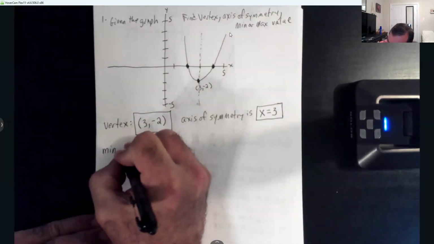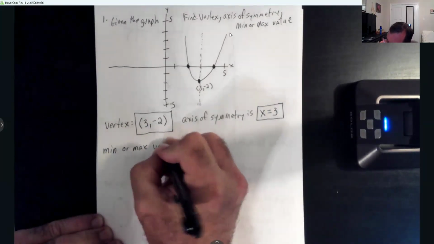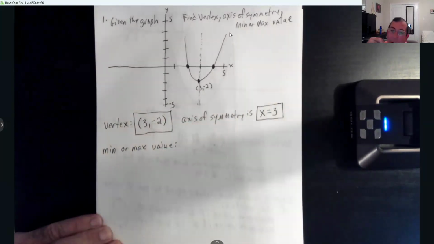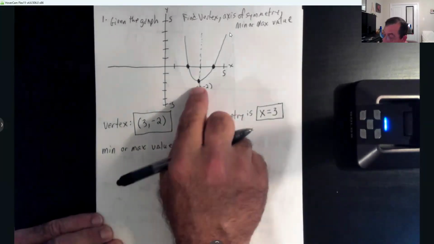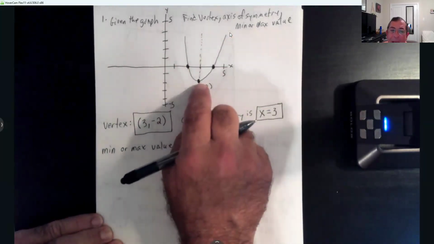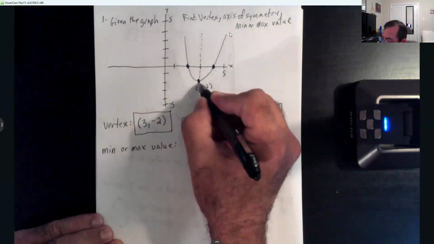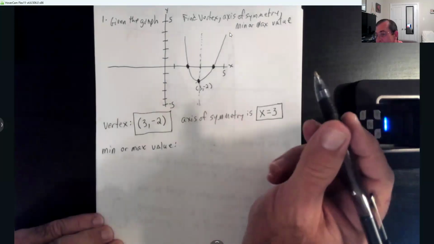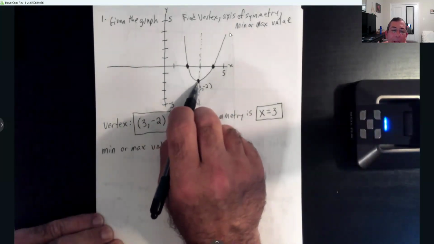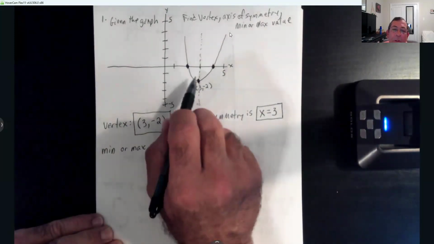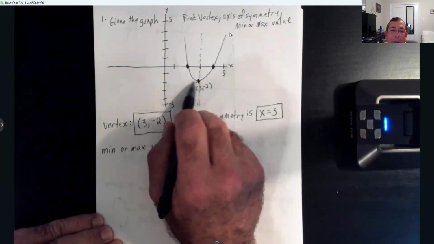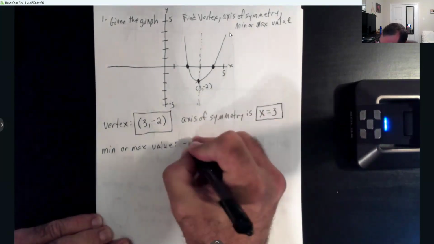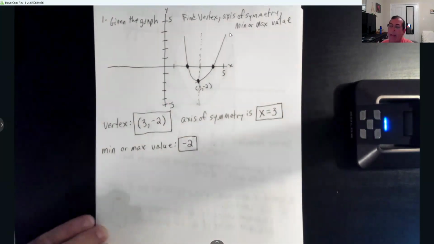Then it asks me for the min or max value. Now, they don't want me to tell them if it's a minimum or maximum, but looking at this, since that's a U shape with a valley, this is a minimum value for sure. Okay, it's a minimum if it looks like a U. If it's flipped over and you got a mountaintop, it's a max, okay? So valleys are minimums. And we said that the min or max value was equal to the y value of that parabola. They are giving us the y value, and that is -2. So you put -2 in the answer blank and be done.